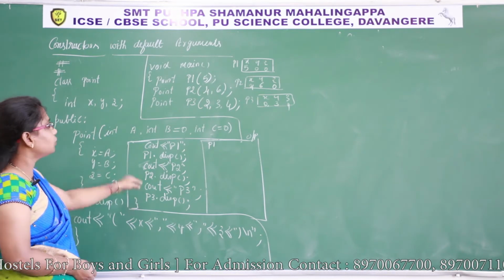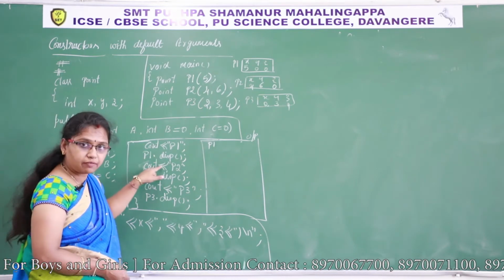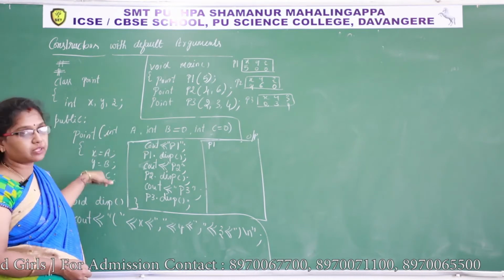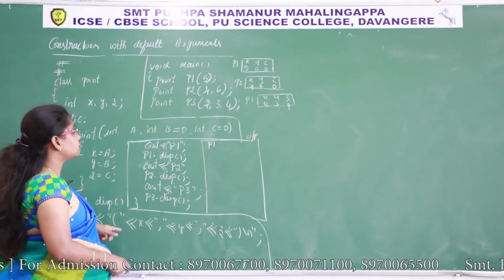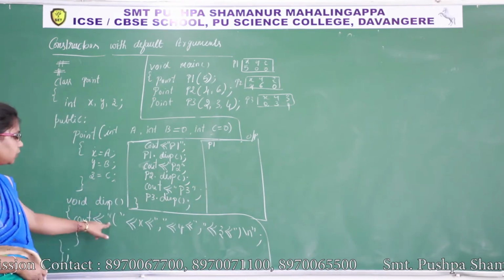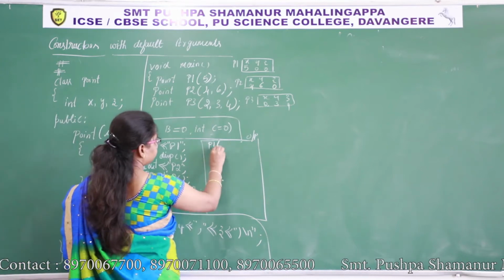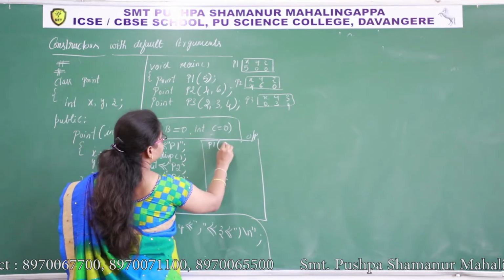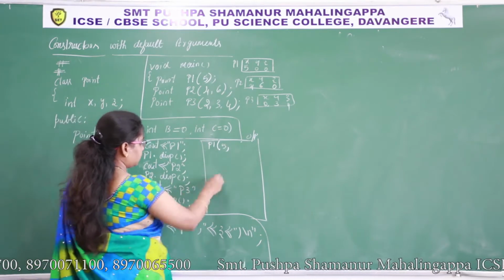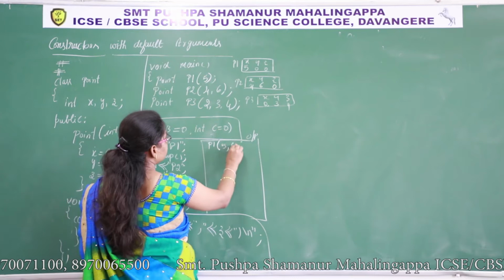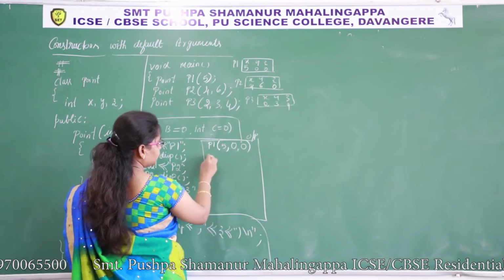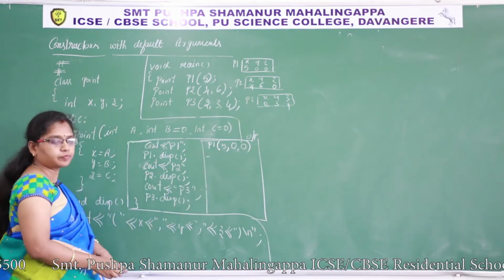Right now, the display function has to display the x, y, z values of P1. So what is the value of x? 5. How is the display format here? Open parenthesis, then x value 5, comma, y value 0 and z value 0. After that, closing parenthesis, backslash n is there, the cursor comes to the next line.